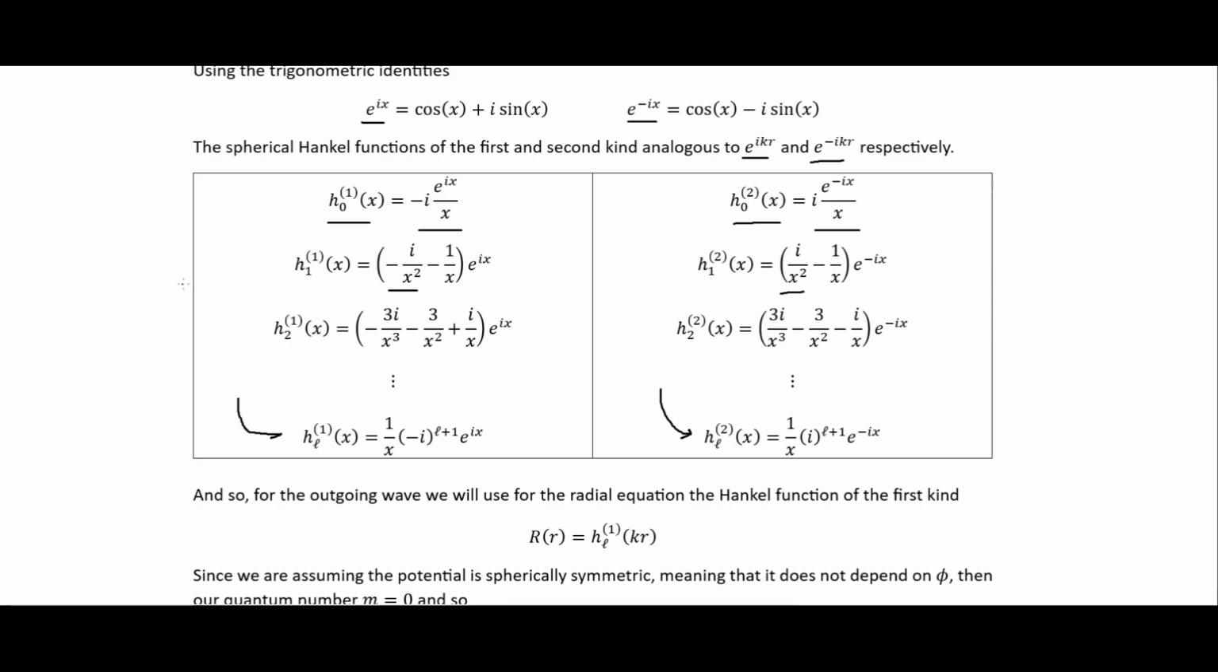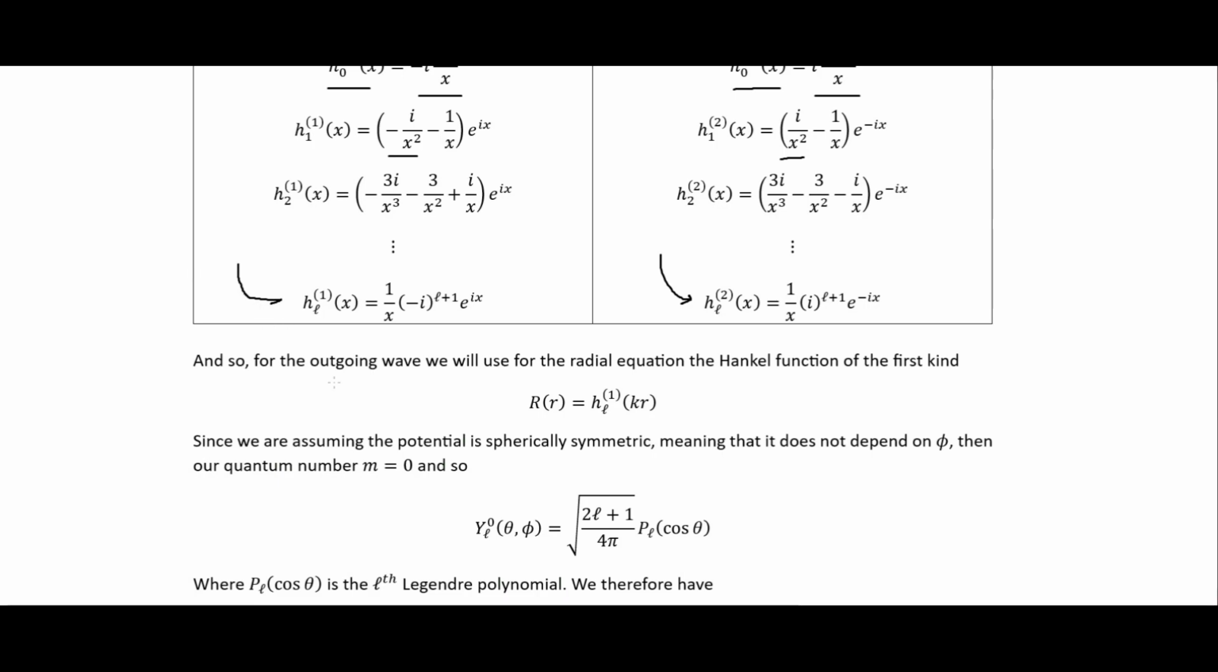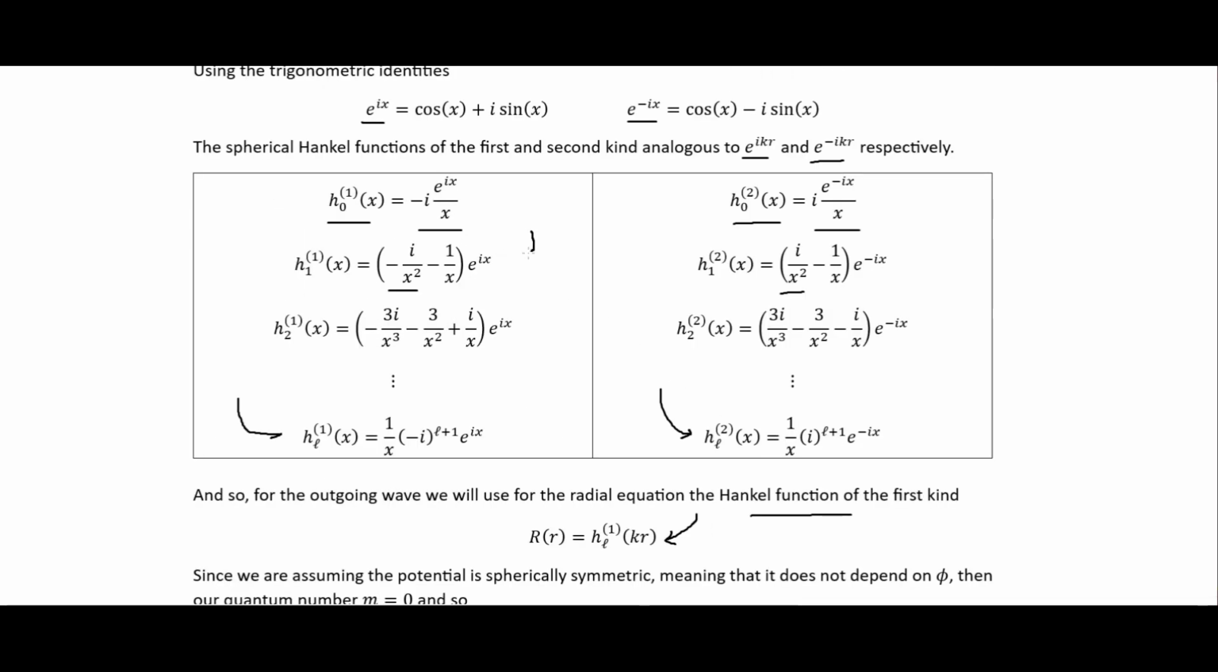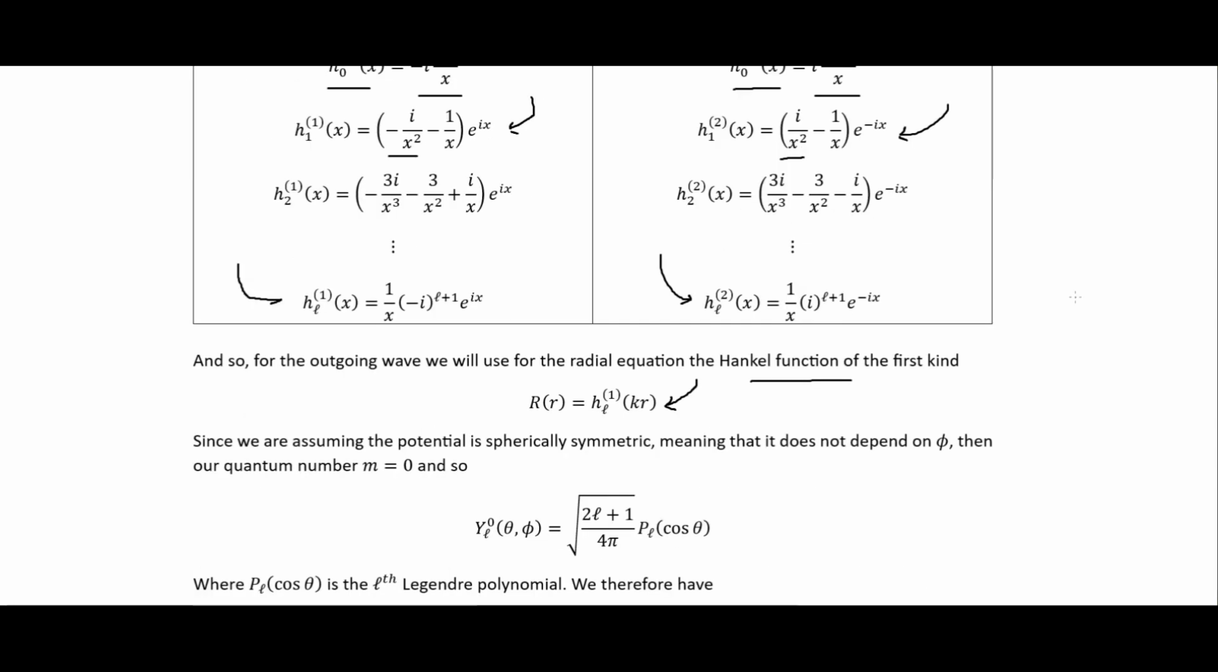And so for the outgoing wave, we will use the radial equation, the Hankel function of the first kind, because like I said, these ones keep getting higher and higher order, and we will see that as the r gets large, those ones just kind of go towards 0.